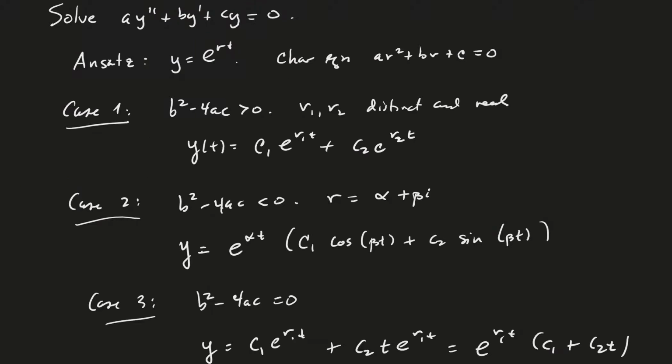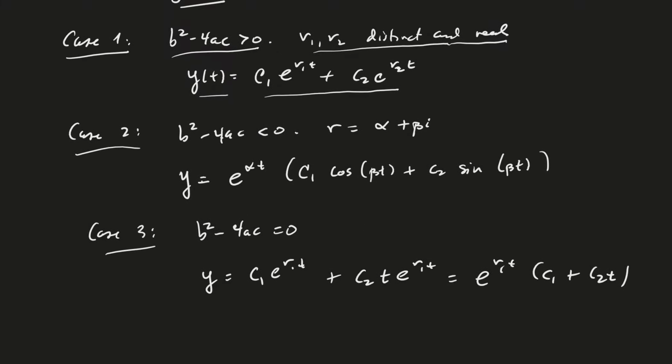Okay, so we're solving ay double prime plus by prime plus cy equals 0. Our ansatz was y equals e to the rt. And from that we got the characteristic equation, which is a quadratic. And from that, using the quadratic formula, we look at the discriminant. And if the discriminant is positive, then r1 and r2 are distinct and real. And so we get that y equals c1 e to the r1t plus c2 e to the r2t. Right? e to the r1t and e to the r2t form a fundamental set of solutions. Good.